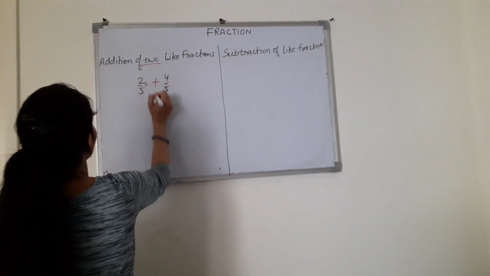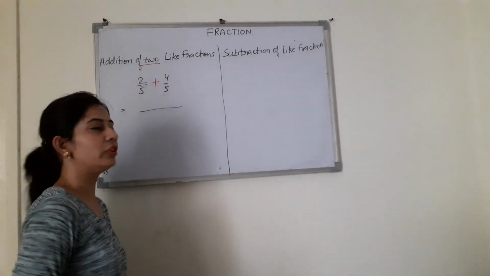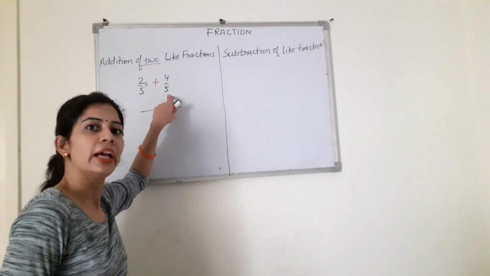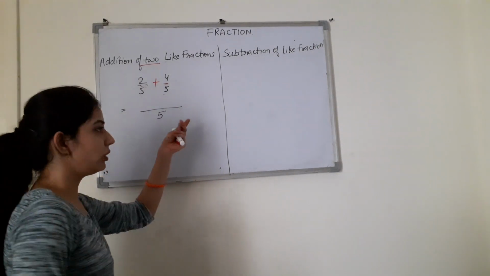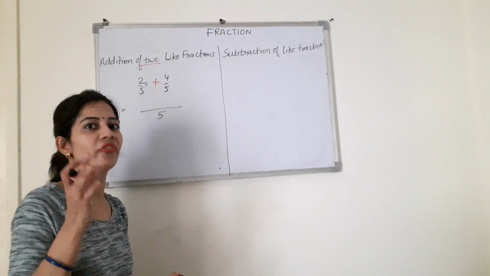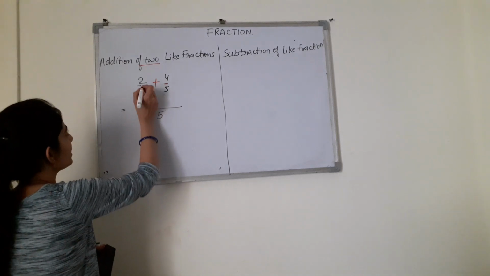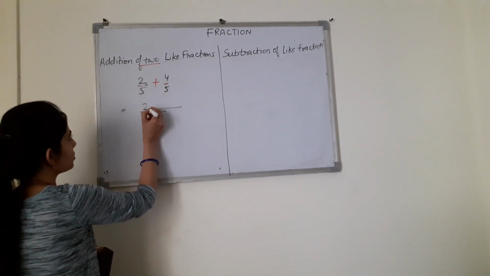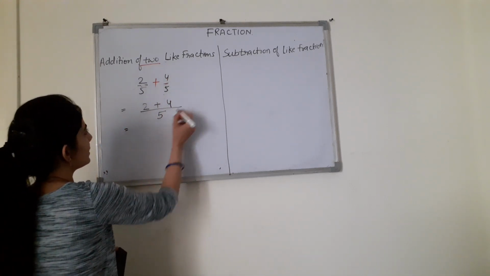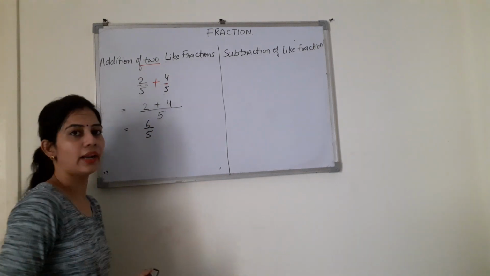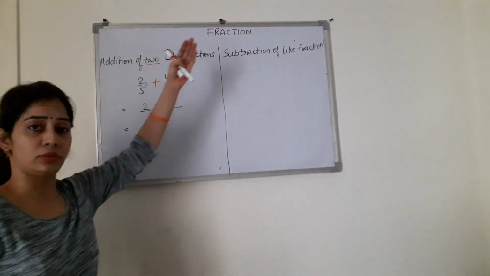This is 2 by 5 plus 4 by 5. Now, as I have told you, we will not change the value of the denominators, it will remain the same. So we will write 5, and then we will only add the numerators of the two given fractions. The numerator of the first fraction is 2 and the numerator of the second fraction is 4. So what is this? This is 6 by 5, right?